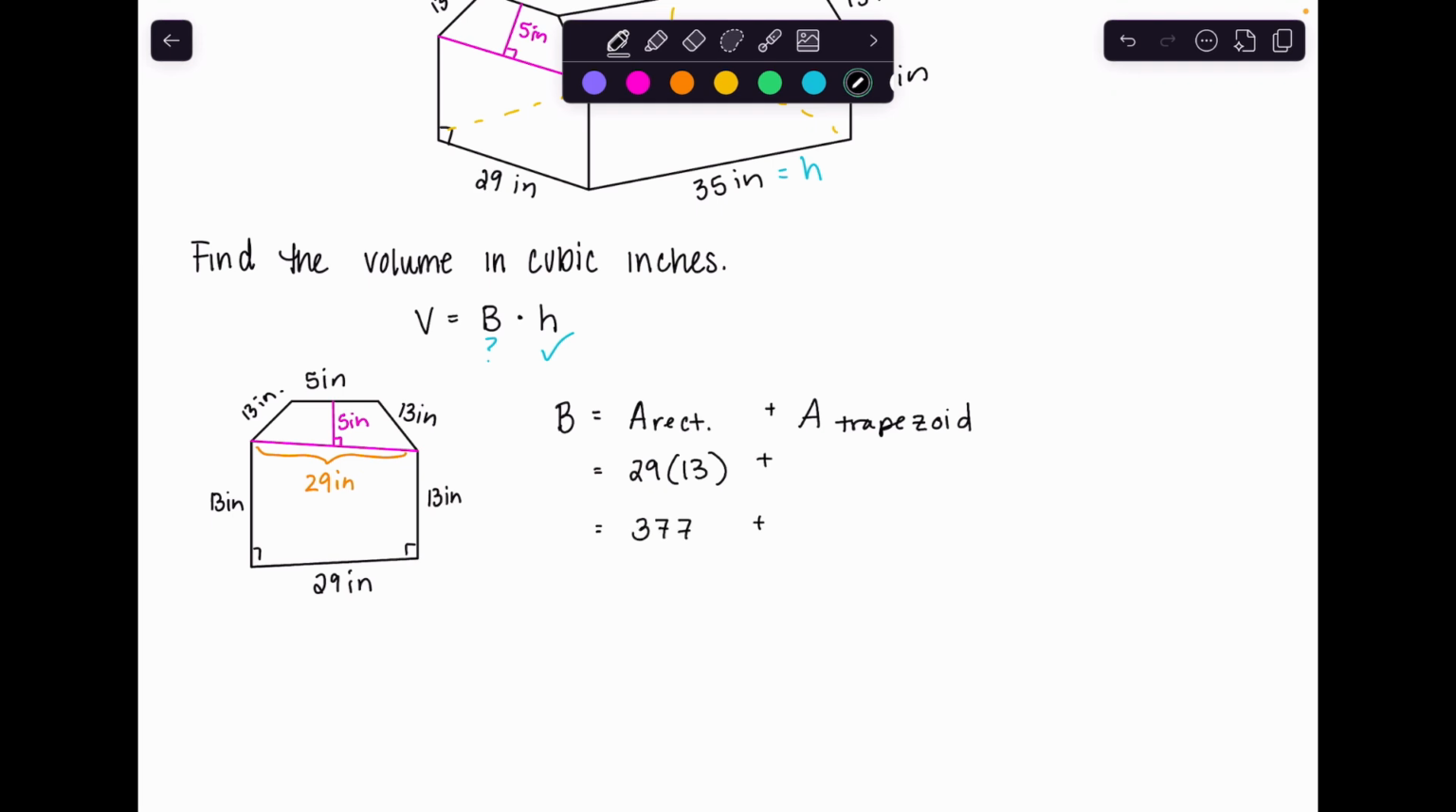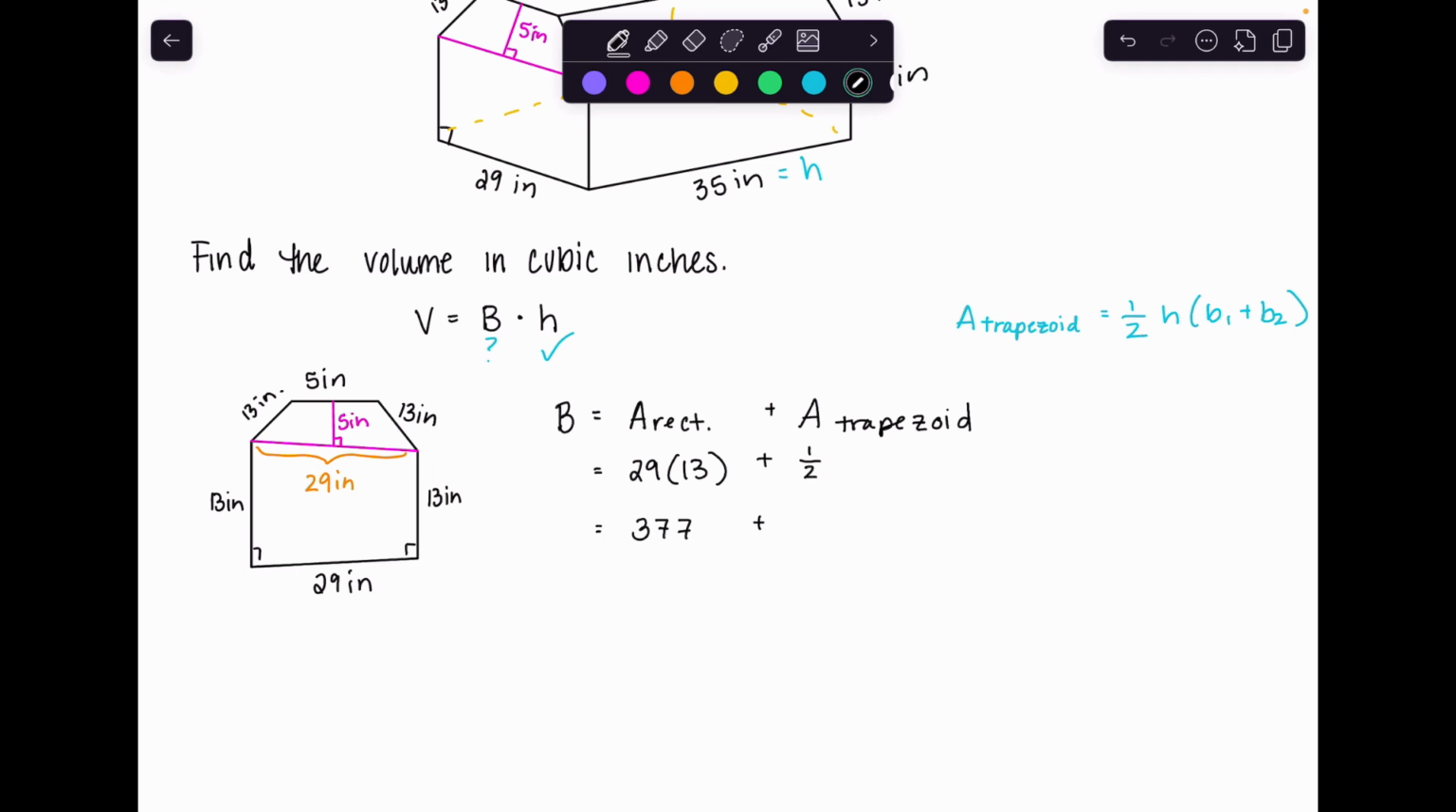Now the area of a trapezoid, that's a little bit more annoying, but just to put that over here so we remember, the area of a trapezoid is going to essentially be the height times the base, but the problem is you have two bases, so you need to find the average of them. Add them together, and then divide by 2.